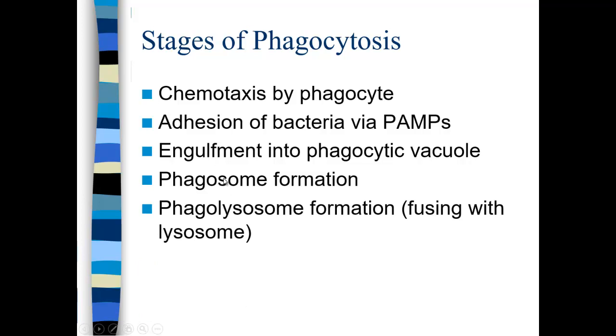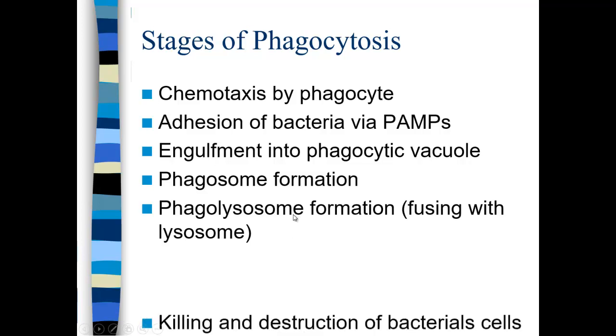And then as the phagocyte lyses the bacteria, you get fusion of the phagosome to a lysosome, so you get what's called a phagolysosome. Once it fuses, then mediators like lysozyme break down the cell wall of the bacteria, release the contents, and kill the bacteria.